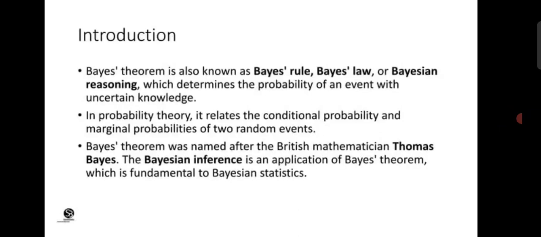Today my topic is Bayes rule. Bayes' theorem is also known as Bayes rule, Bayes law or Bayesian reasoning, which determines the probability of an event with uncertain knowledge. In probability theory, it relates the conditional probability and marginal probabilities of two random events. Bayes' theorem was named after the British mathematician Thomas Bayes.